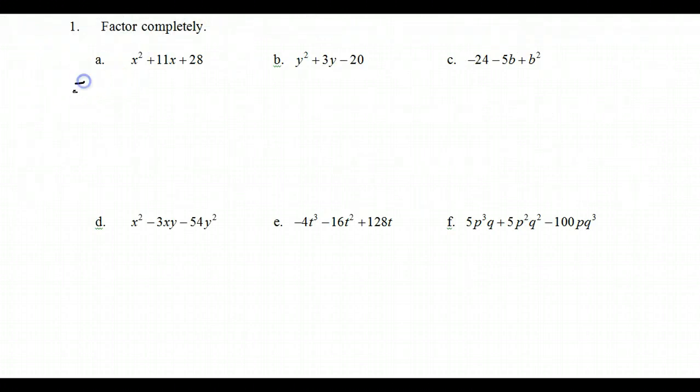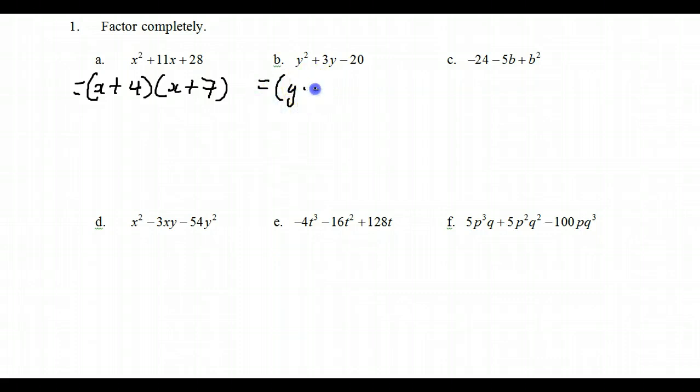Okay, A. So I have a positive, which tells me both terms are the same sign, and this is positive, so they're both plus. So I can immediately write this down, x plus. Two numbers that multiply to 28 and add up to 11 are 7 and 4. Okay, doesn't matter what order you put them in. There we go.